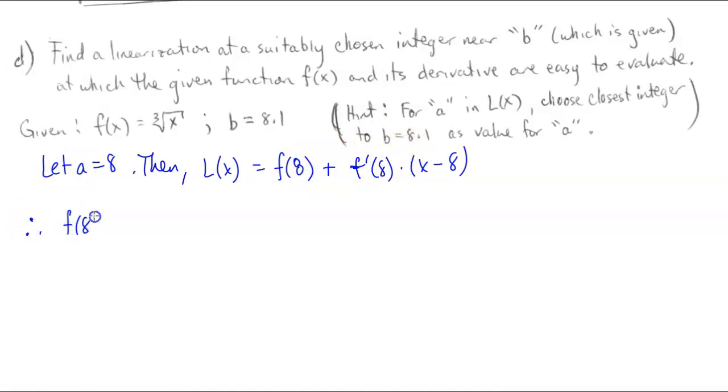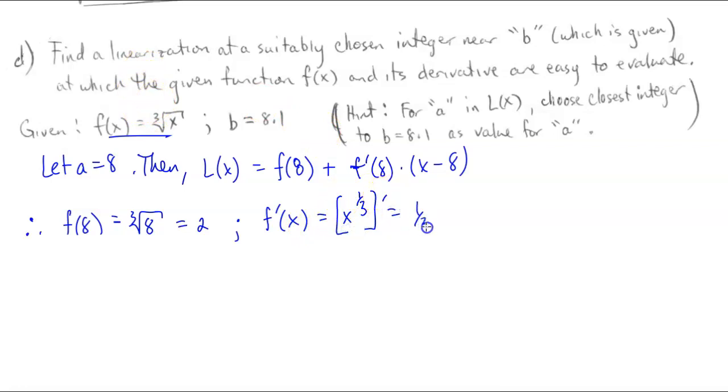So f of 8 is just going to be the cube root of 8, because this is what f of x is, and that is simply 2. If I take the derivative of this particular function, then this is like me taking the derivative of x raised to the 1/3, which is going to be 1/3 x raised to the minus 2/3. And here I'm just going to rewrite this, because this is another way to rewrite it, and it'll be easier for me to evaluate it in this form.